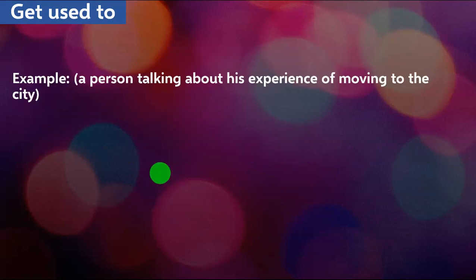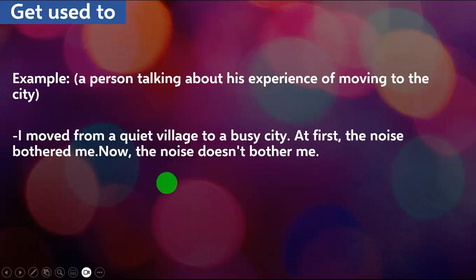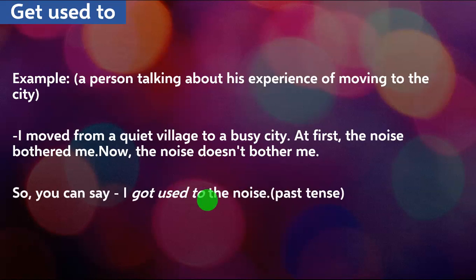Let's take another example. A person talking about his experience of moving to the city. I moved from a quiet village to a busy city. At first, the noise bothered me. Now, the noise doesn't bother me. So you can say, I got used to the noise. Past tense, I got used to the noise. He has moved from a quiet village to a busy city. He was uncomfortable earlier, but now he's got used to it, which means that he's become comfortable with that particular noise. So that is get used to.